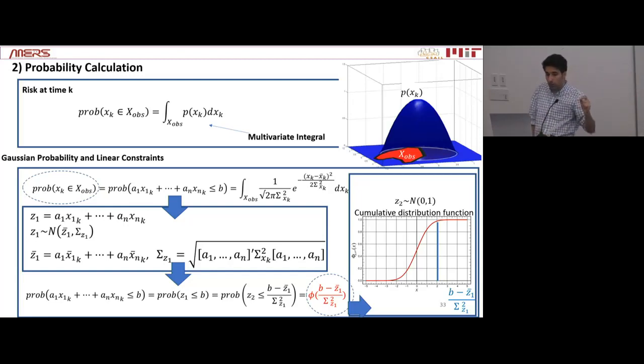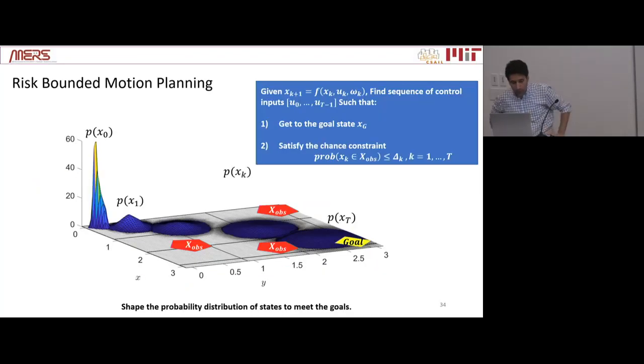So we have a closed form solution to calculate the probability when we have a linear constraint and Gaussian distribution. In summary, to be able to evaluate the chance constraints, we have to go through uncertainty propagation and probability calculation steps. And in risk-bounded planning, we are trying to find a control sequence to shape this probability distribution such that the overlap of this distribution and obstacles, which defines our chance of failure, chance of collision, becomes less than our risk bounds.